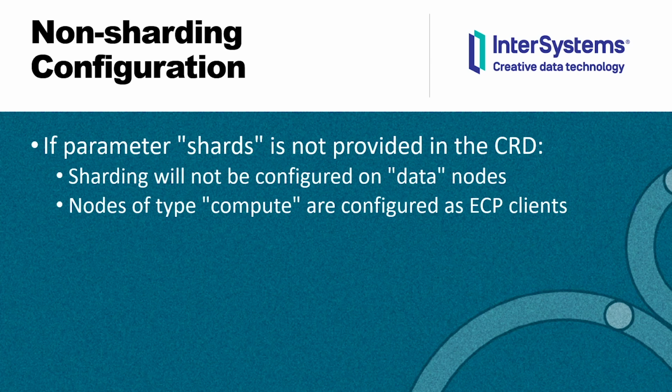This actually creates some subtle changes in how we define what a data and compute node is. In the non-sharding configuration, the compute nodes will actually become pure ECP clients, effectively allowing one to do a traditional non-sharding IRIS installation. If one later enables sharding, then the existing cluster will be converted to a sharded cluster, and the compute nodes will be changed into sharding compute nodes.